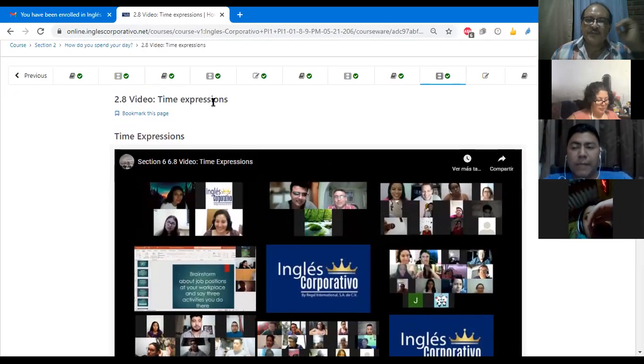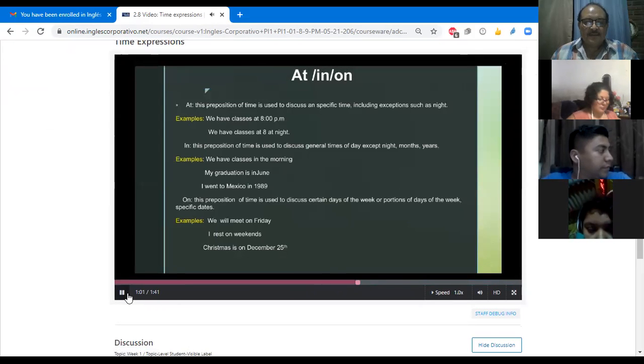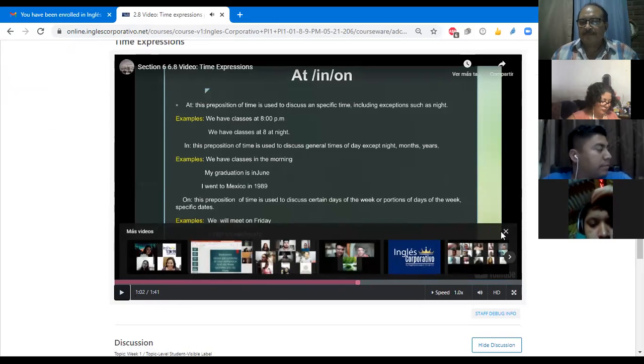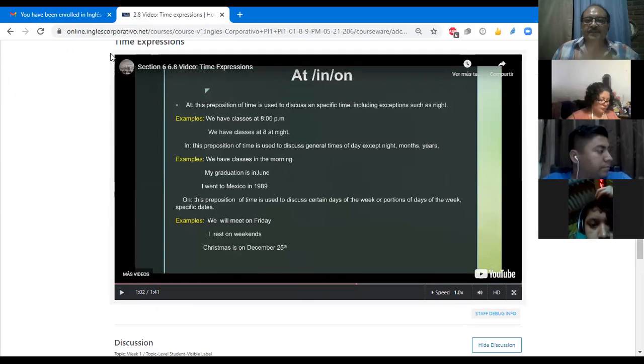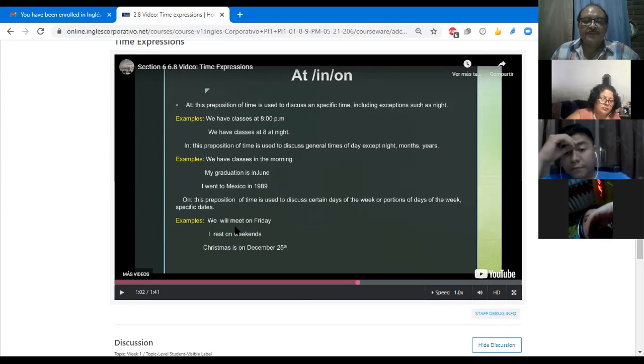So these are the time expressions, right, that we have, and also the prepositions that accompany each time expression, right? Like we have at 8 o'clock. The other one is, for example, in the morning, in the afternoon, in June with the month. In 2010 could be the year. In 2021, okay, in 2003, in 2004.